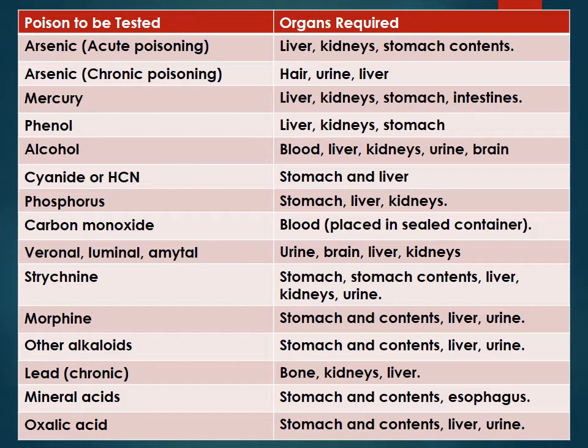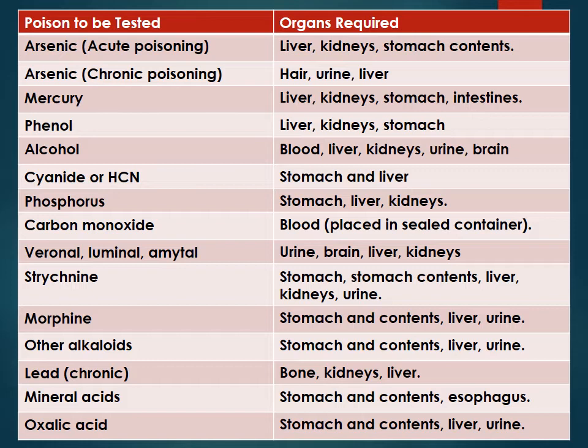For arsenic, for acute poisoning, the organs required are the liver, kidneys, and stomach contents. For arsenic in chronic poisoning, you can examine the hair, the urine, the liver. For mercury, the liver, kidneys, stomach, and intestines. For phenol, the liver, kidneys, and stomach. For alcohol, the blood, the liver, kidneys, urine, and the brain. For cyanide poisoning, the stomach and liver. For phosphorus, stomach, liver, kidneys.